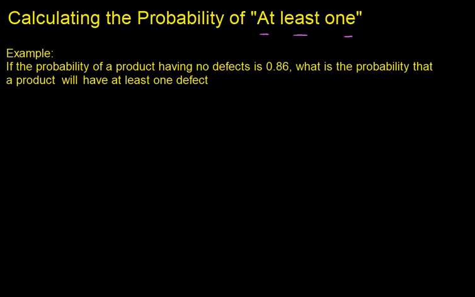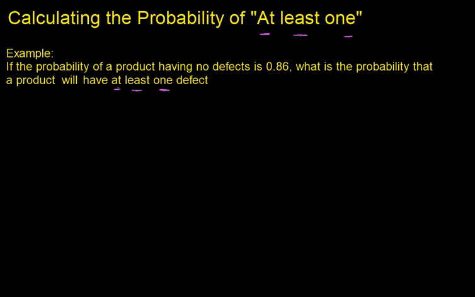In this video, we're going to discuss how to calculate probabilities for problems that involve this wording, at least one. So in this example, we're asked: if the probability of a product having no defects is 0.86, what is the probability that a product will have at least one defect? So you see that wording there, at least one. Okay, so let's try to think this through.